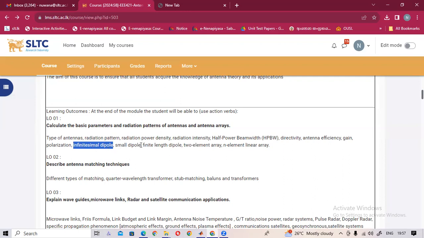And the small dipole antenna is another type. Here the length also categorizes the antenna.